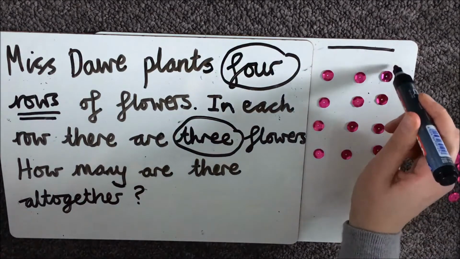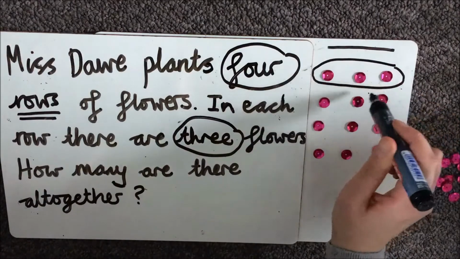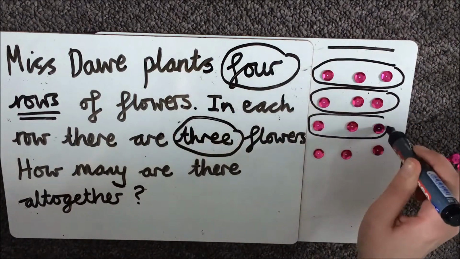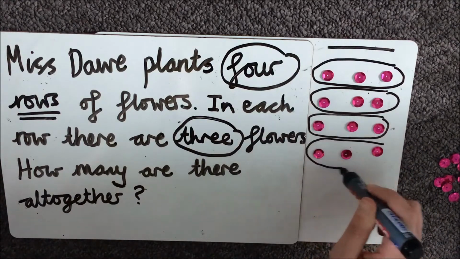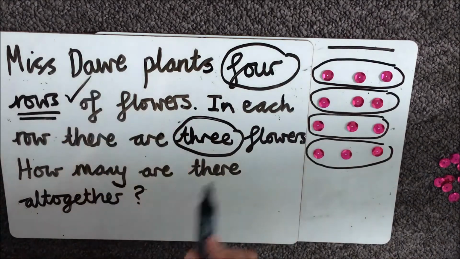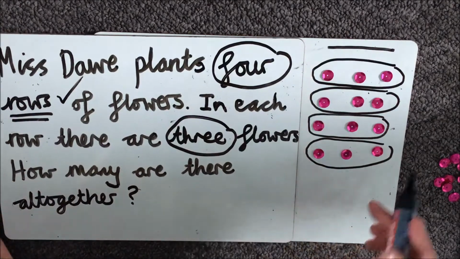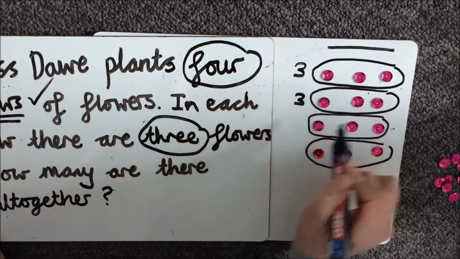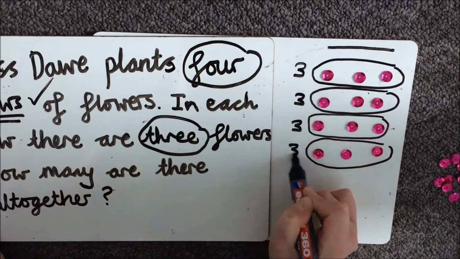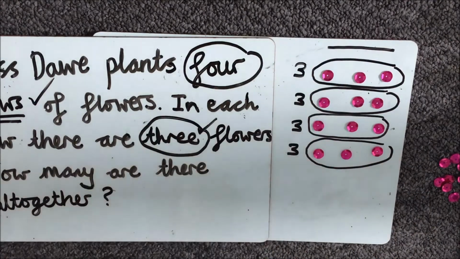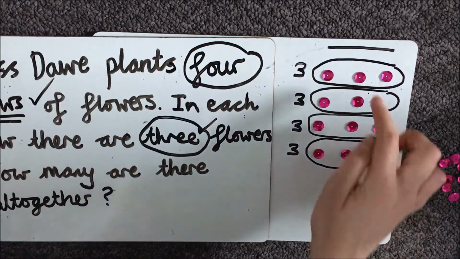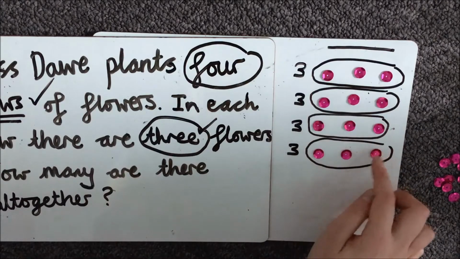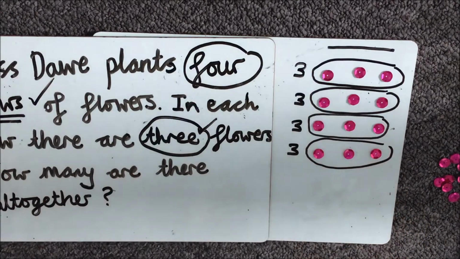I've got 1 row, 2 rows, 3 rows, 4 rows. So I've got the 4 rows and it says I have to have 3 on every row. I've got 3, yeah. Got 3 on this one, 3 on this one, 3 on this one, and 3 on this one. Okay, so I've drawn it out. Sometimes it helps if we do a drawing for a word problem, as we firstly need to understand what it means before we can write our number sentence.